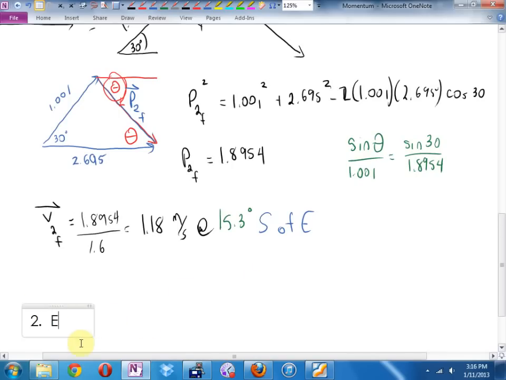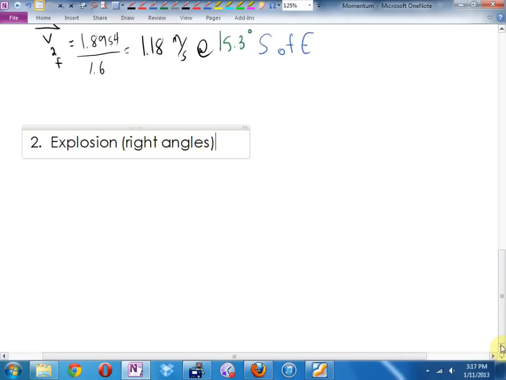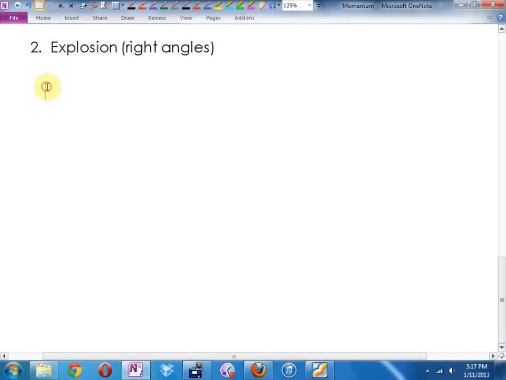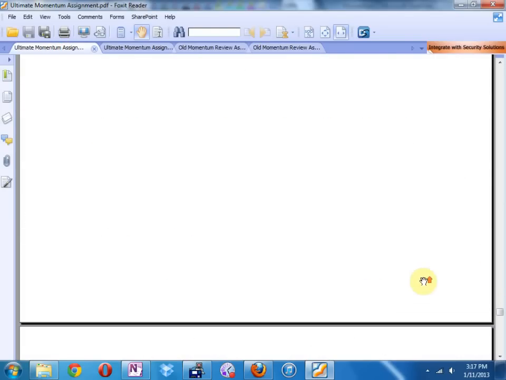Second question. Explosion. Boom. Okay? Now, the explosion is going to be at nice right angles. From the ultimate review, you want some explosions? Well, this is the scholarship one I said I would mention, by the way.